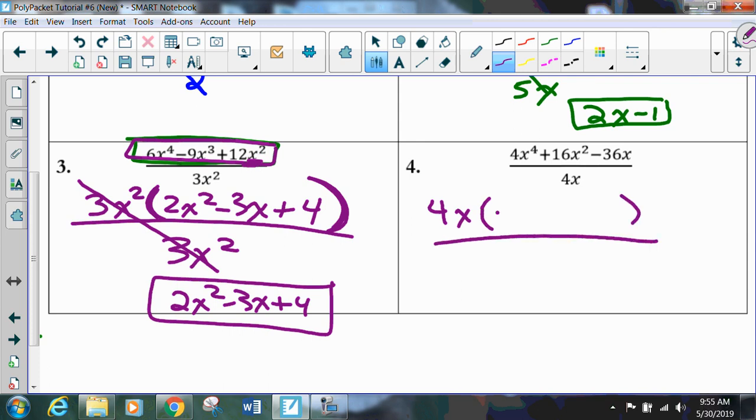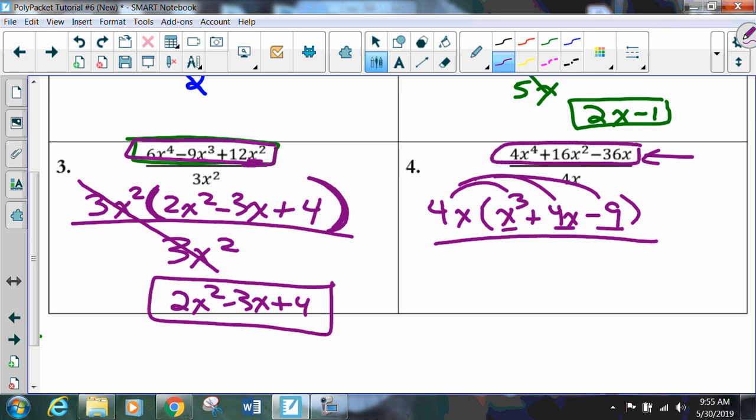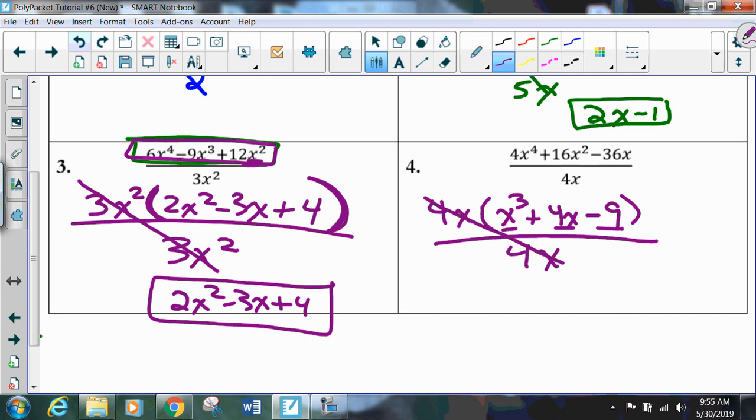So 4x times x to the 3rd is going to give me 4x to the 4th. 4x times 4x is going to give me 16x squared, and 4x times negative 9 is going to give me negative 36x. And so once again, when we undistribute, we are really kind of playing a game of, hey, what do I need to put in here and here and here so that when I do distribute, I end up right back with my numerator. All right, let's undo what I just did because that's just making it look complicated, isn't it? In my denominator I have 4x, and yep, we know the deal. The 4x's cancel out, and we have x cubed plus 4x minus 9.